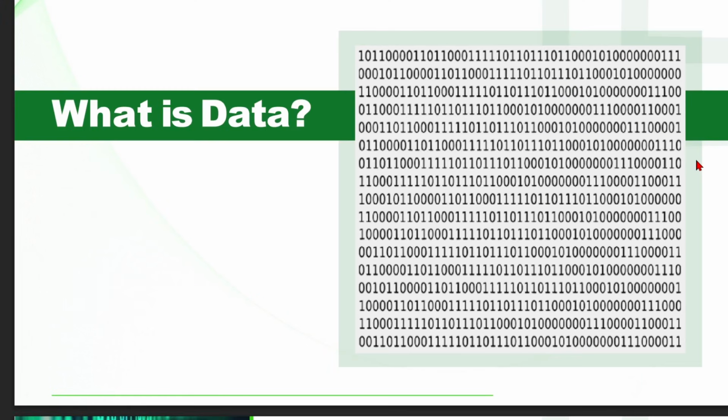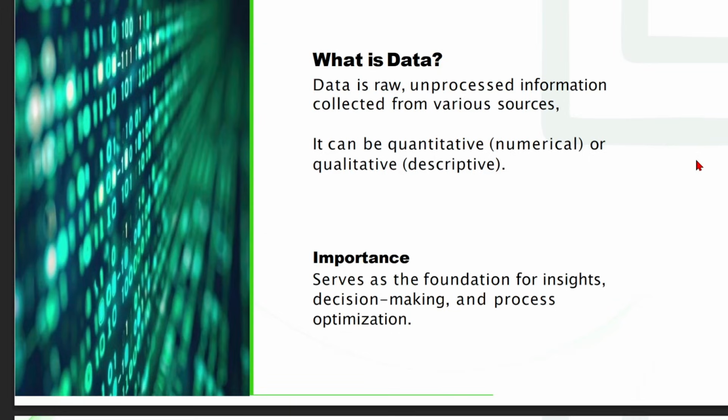So what is data? Data is raw, unprocessed information collected from various sources. Now there is data everywhere, on your phone, on the internet, the bank, the marketplace. People are writing, people are uploading to their servers. There is data everywhere, but this data is not useful if it is not processed. All right, so that is data, and it can either be quantitative or qualitative.